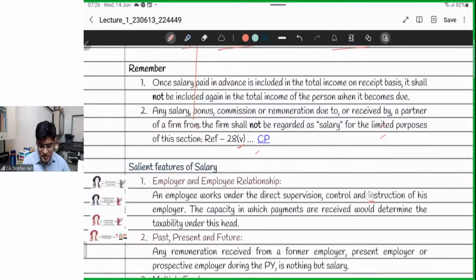Now there's a question from Harshita. What if I always knew that the arrears are going to come to me and I tax it in the financial year 1920 itself? If I tax it in the financial year 1920 for any reason, it is not going to be taxed again. Once salary is paid either on advance basis or on due basis, it is not going to be taxed in any other subsequent year.